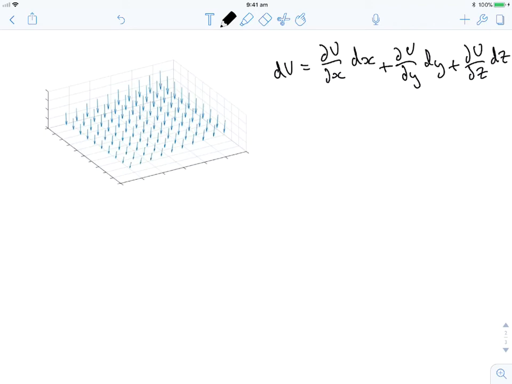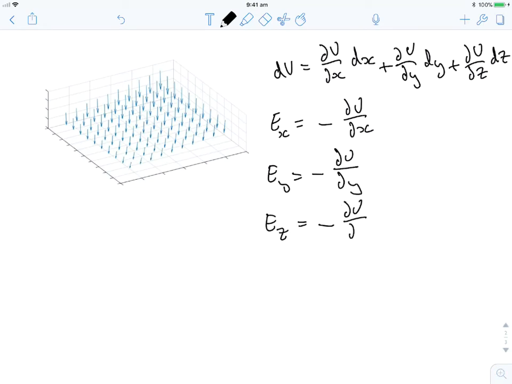the z directions. So therefore, if we go back to our equation, we can write the components of the electric field out. So we'll have Ex is equal to minus dV over dx. Ey is equal to minus dV over dy, and Ez is equal to minus dV over dz.